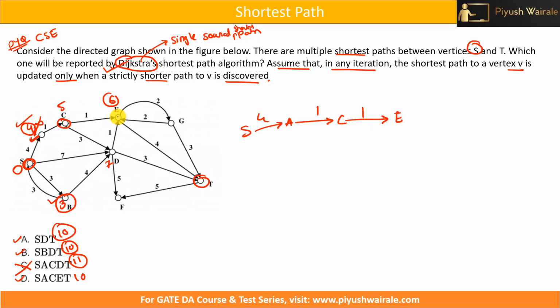Now from E where can I go? I can go to G and I can go to T directly. If I go to G, at what cost can I go? 8. But if I go to T, what will be the cost? From E I can go to T with the cost of 4, so the total cost is 10. Now if you observe, by using this particular path, I reached my node T by using Dijkstra's algorithm. So SACET is the shortest path we will get by using this algorithm. So option D is correct here.